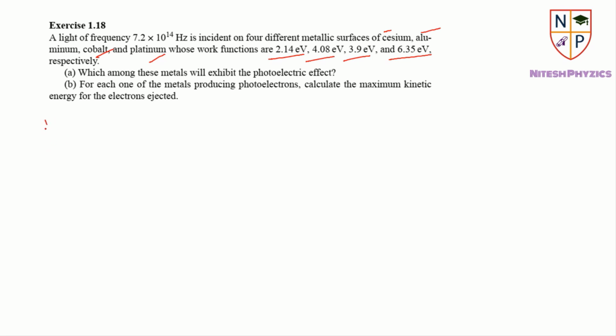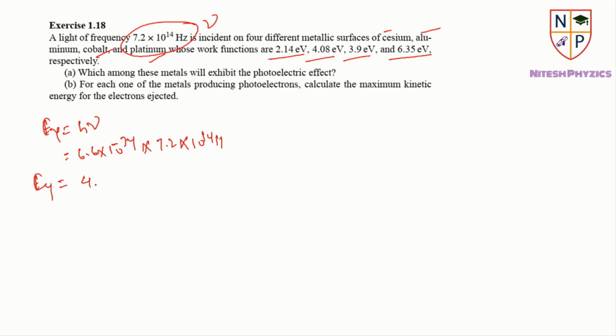We know the energy of a photon, E gamma, is equal to h nu. Okay, calculate the value of this. 6.6 into 10 to the power minus 34 joule second into 7.2 into 10 to the 14 hertz. This is the given frequency. Now calculate, the value will be around 4.77 into 10 power minus 19 joule. Convert into electron volt, dividing by 1.6 into 10 power minus 19. This will be around 2.98 eV.